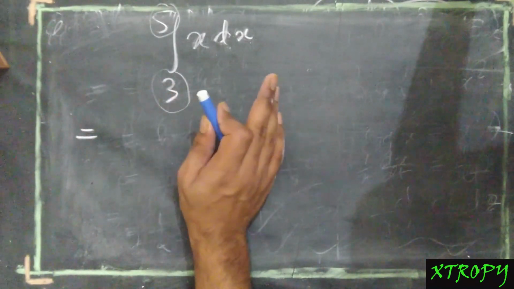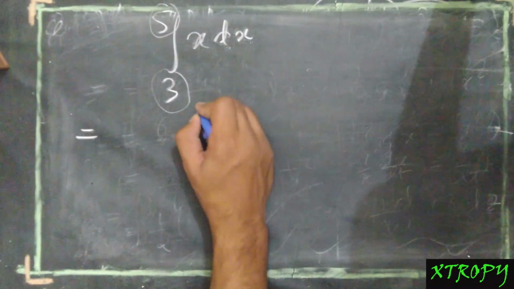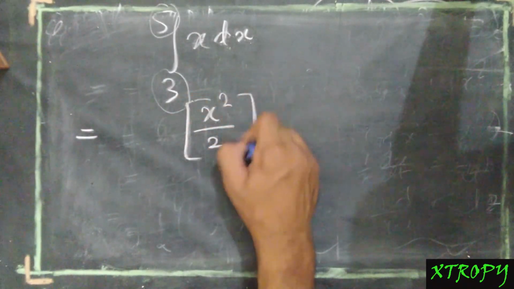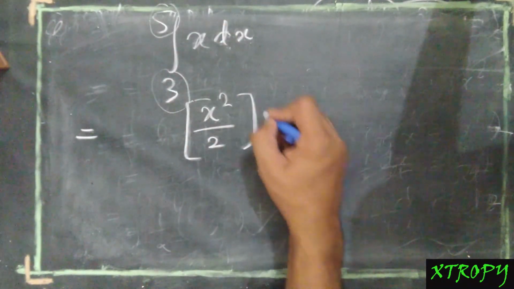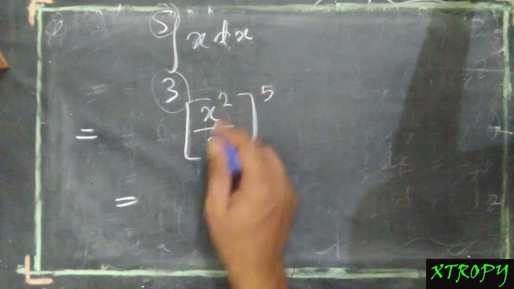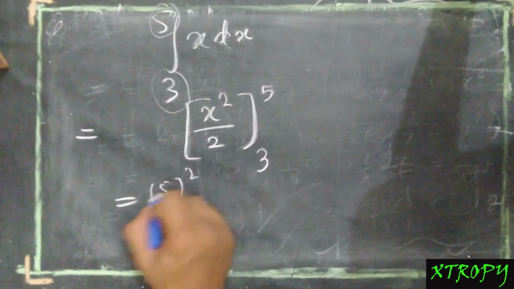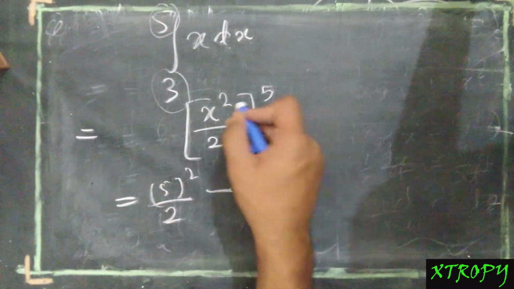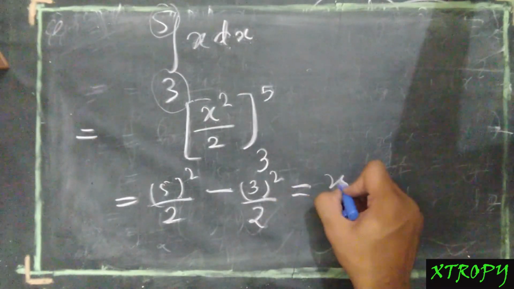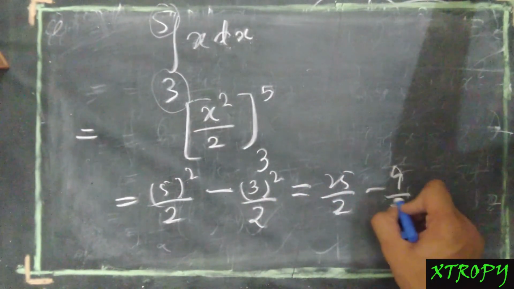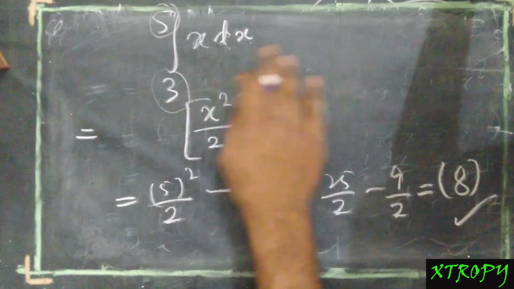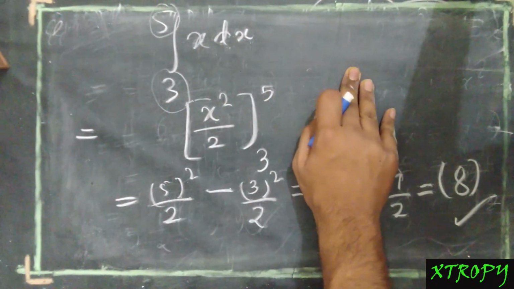First do the simple integration, that is the integration of x is x square by 2. Now put a box on it and write the limits in this manner, 3 and 5. Now you put the upper limit first, 5 whole square by 2 minus, now you put the lower limit, 3 whole square by 2. This becomes 25 by 2 minus 9 by 2, this becomes 8. So this is a very small example of definite integration.